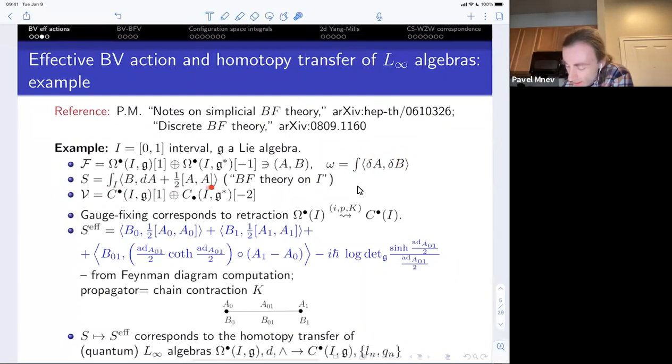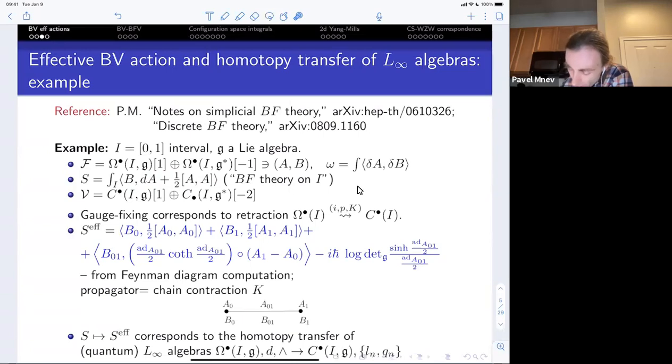And the action is the so-called non-abelian BF action. It's the integral over the interval of B wedge dA plus half bracket of A A. This is pretty much the formula for the curvature of a connection, but here A, instead of being just a connection, is actually a sum of a zero form and a one form. And B is also a sum of a zero form and a one form. So that's the classical data.